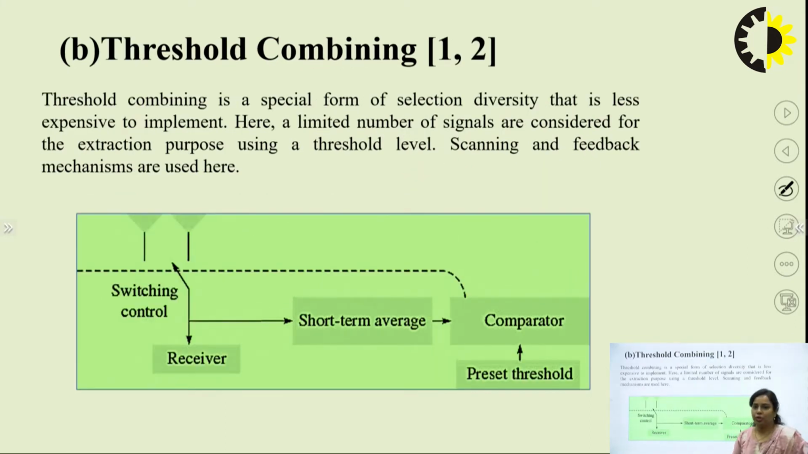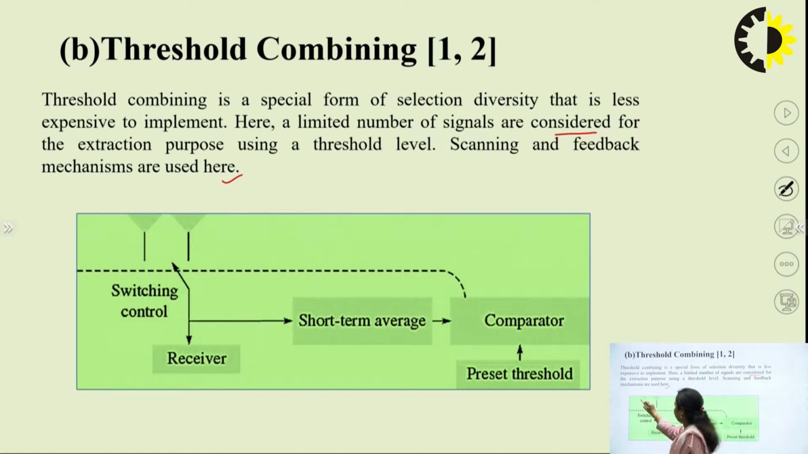Next one is the threshold combining. Threshold combining is a special form of selection diversity that is less expensive to implement. Here a limited number of signals are considered for extraction using a threshold level. Scanning and feedback mechanisms are used here. So let's see its detail in this particular diagram.